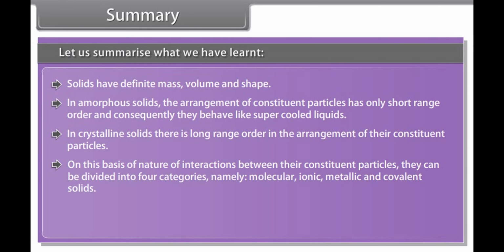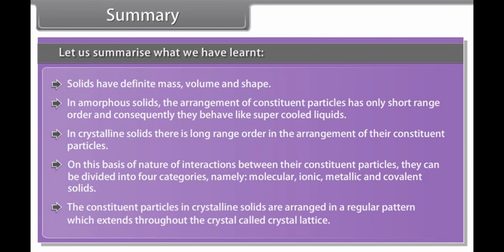On the basis of the nature of interactions between their constituent particles, they can be divided into 4 categories, namely molecular, ionic, metallic, and covalent solids. The constituent particles in crystalline solids are arranged in a regular pattern which extends throughout the crystal, called a crystal lattice.